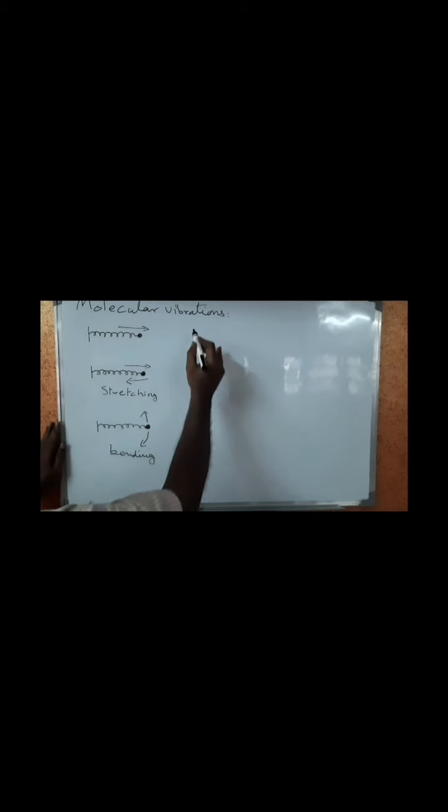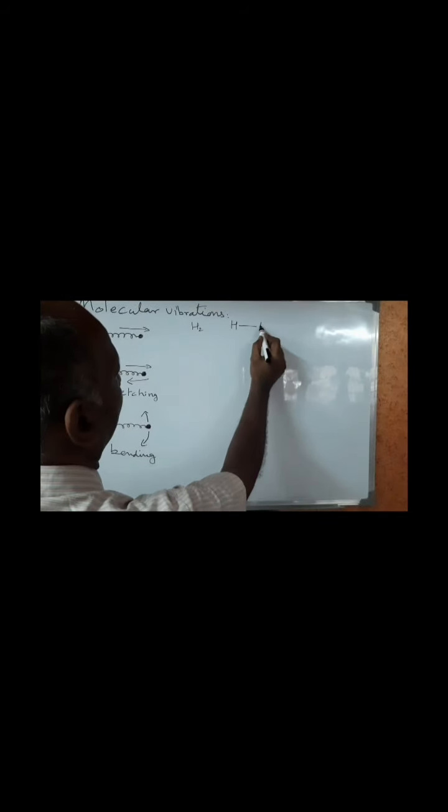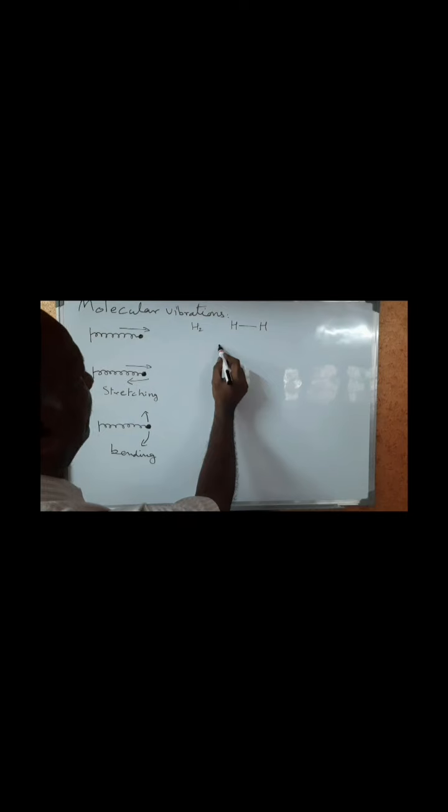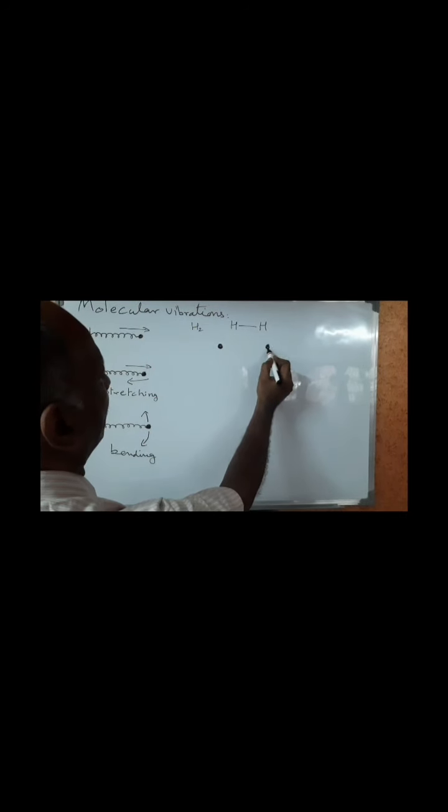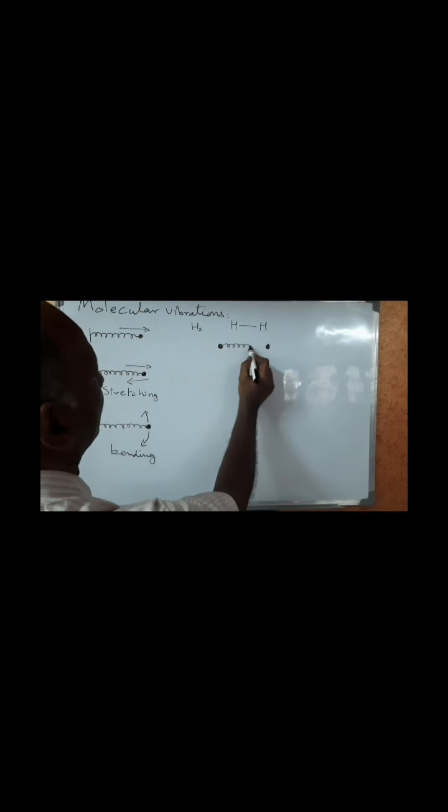Let us consider a hydrogen molecule. We have a hydrogen atom connected with another hydrogen atom. There is only one sigma bond between the two hydrogen atoms. The chemical bonds are just like spring-like structures. If these are your hydrogen atoms connected by a spring, this is the center point, just like your fixed support.